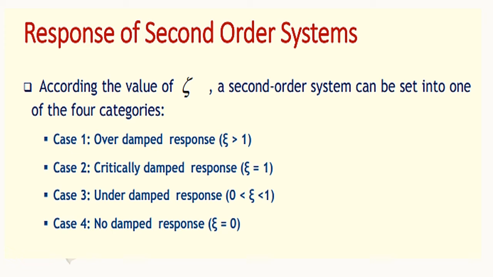Now if zeta is greater than 1, it indicates that it is overdamped. If zeta is equal to 1, it is critically damped. If zeta lies between 0 and 1, it is underdamped. If zeta is equal to 0, it is undamped.